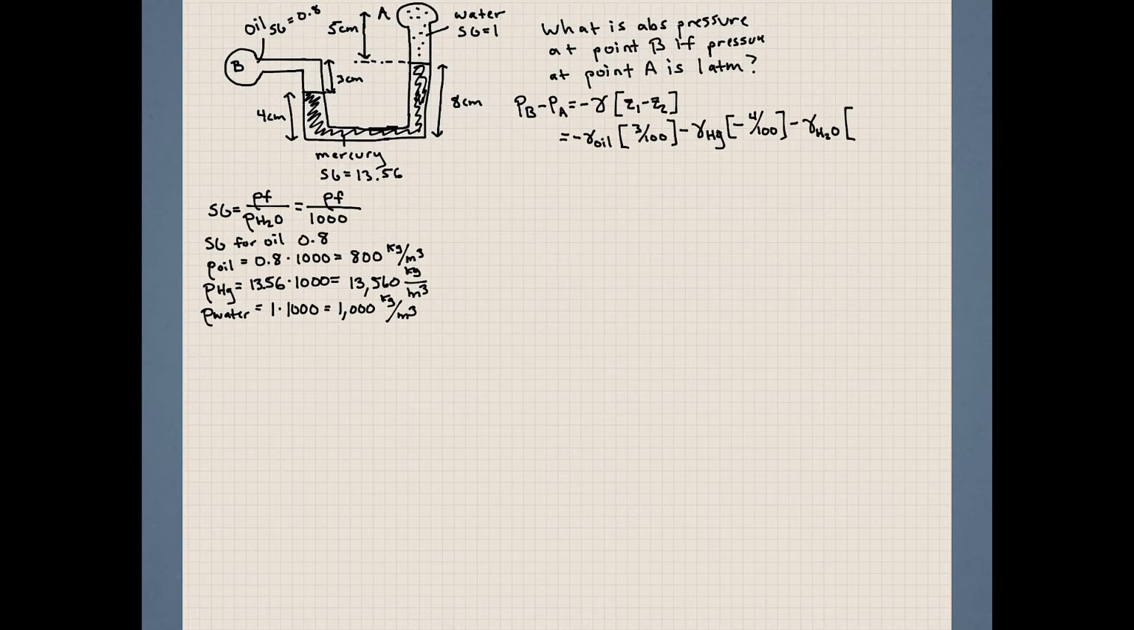Let's determine if it's positive or negative. It is starting out at the interface between the mercury and the water. So the first point is below the second point, which is the last point, right in the middle of point A. Because Z1 is below Z2, we will say this is a negative 5/100. Okay.